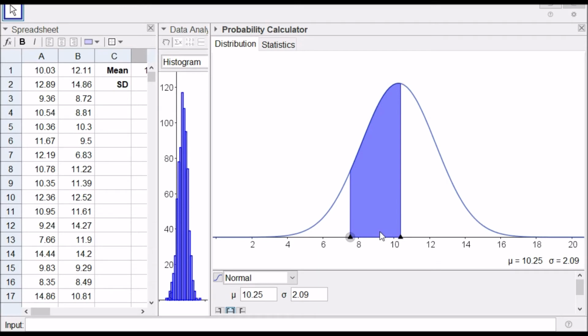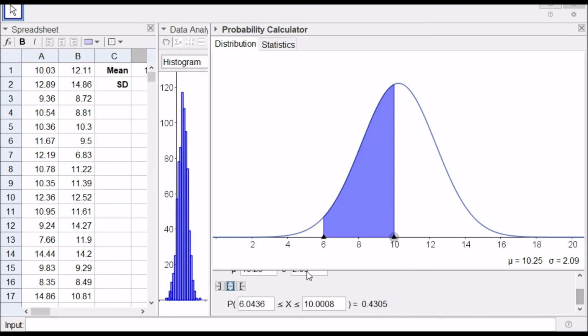The way the curve is drawn is so that the area under the curve between 2 points gives the probability that our normal random variable will be between those points. So for this case, if I slide these to about 6, about 10, I can work out that the probability of my leaf being between 6 centimetres long and 10 centimetres long was 43.14%.